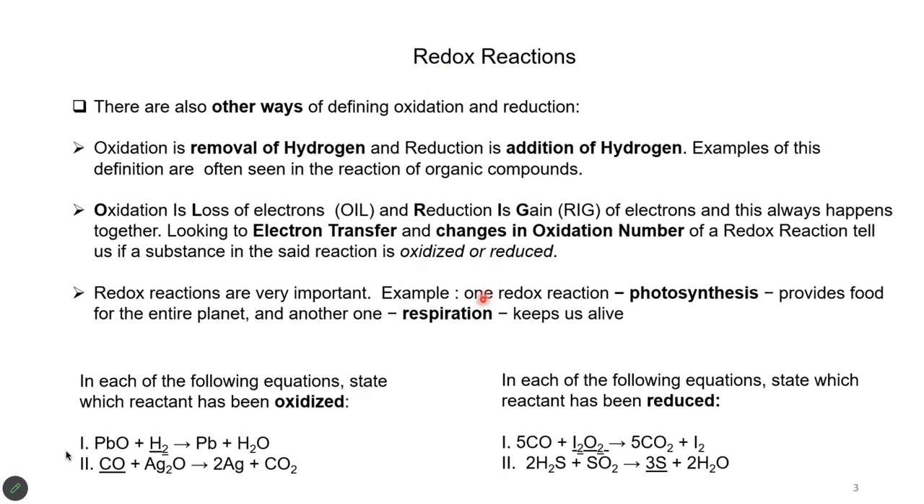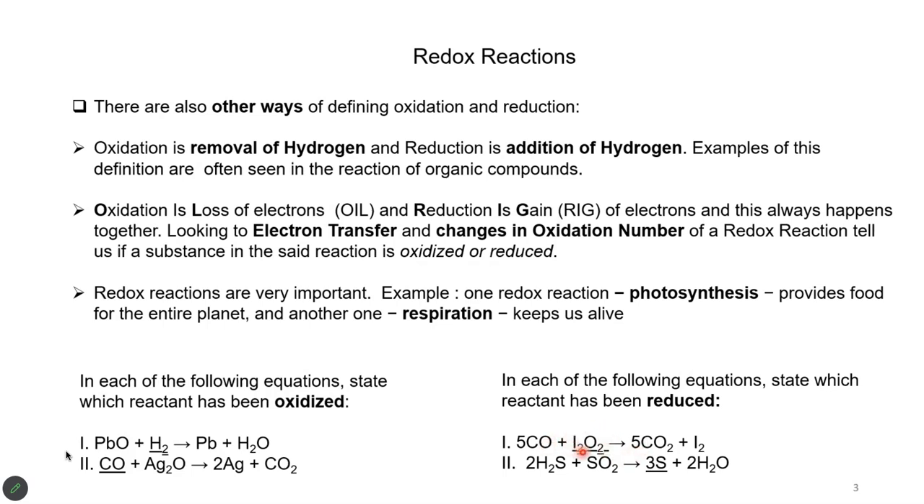With these definitions, in the following example, taking reactions 1 and 2, which one is oxidized? We can immediately note that hydrogen, getting oxygen from lead oxide, is oxidized. Similarly, carbon monoxide, getting oxygen from silver oxide, is oxidized to carbon dioxide. Similarly, we take another two examples and show which one is reduced in these two reactions.